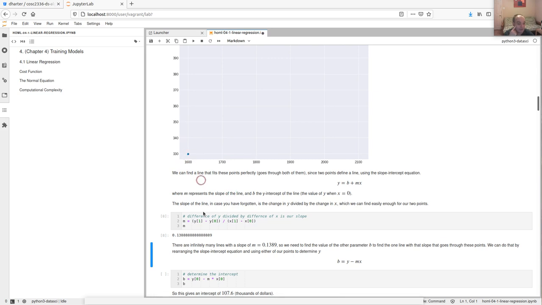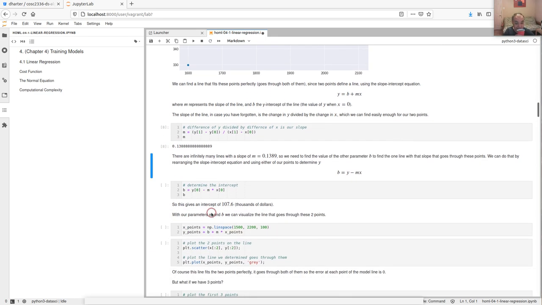Or for every 1 square foot, the price changes by 0.1388 thousands of dollars, right? Because this is in thousands of dollars here. So it's actually $138. Every 1 square foot corresponds to $138, if I did my math in my head correctly there, okay?